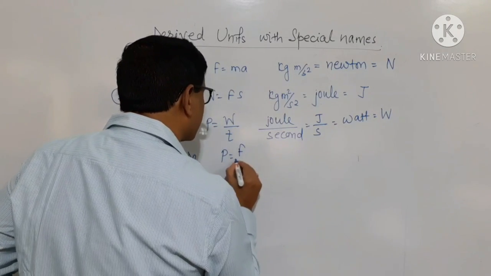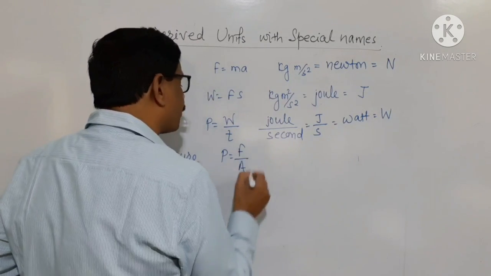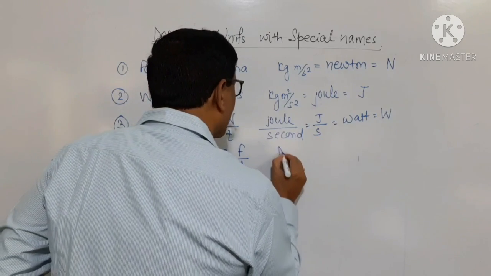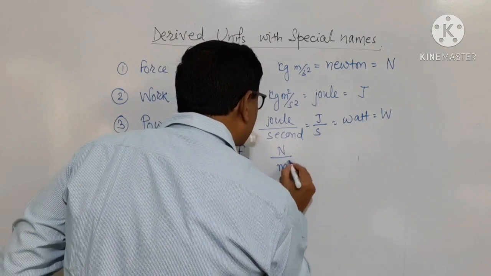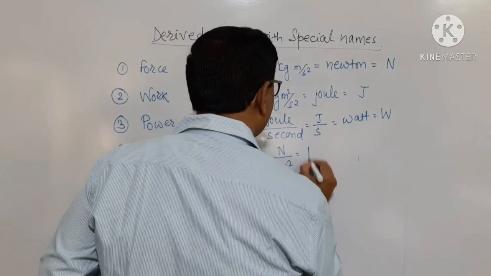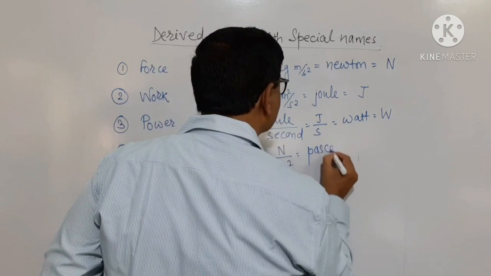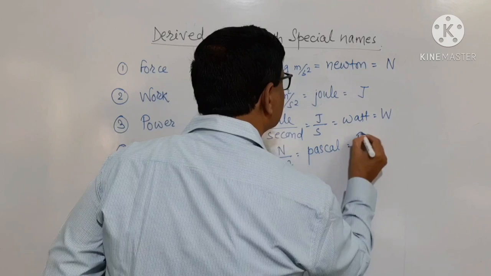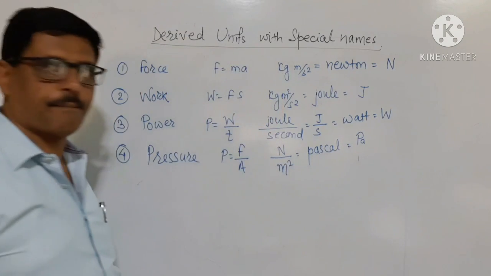Unit of pressure, as I expected here. What pressure is? A perpendicular force per unit area. Therefore, the expected unit is Newton per meter square. But it can be written as Pascal, and its symbol is capital P small a, Pa.